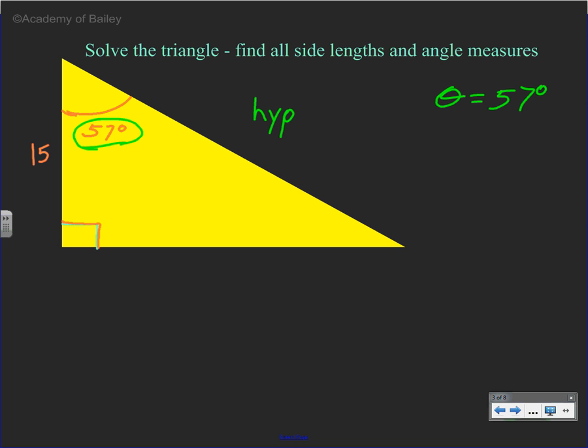Now we need to label opposite and adjacent side. So the opposite side is across from 57. And the adjacent side is right next to 57, right next to it, that is not the hypotenuse. So this is where we're at. Okie dokie. So now we need to figure out what we want to find. What do you want to calculate? Well, we need to find all side lengths. First off, it doesn't matter what you find. If you find the opposite side or the hypotenuse, first off, we're going to find the hypotenuse.